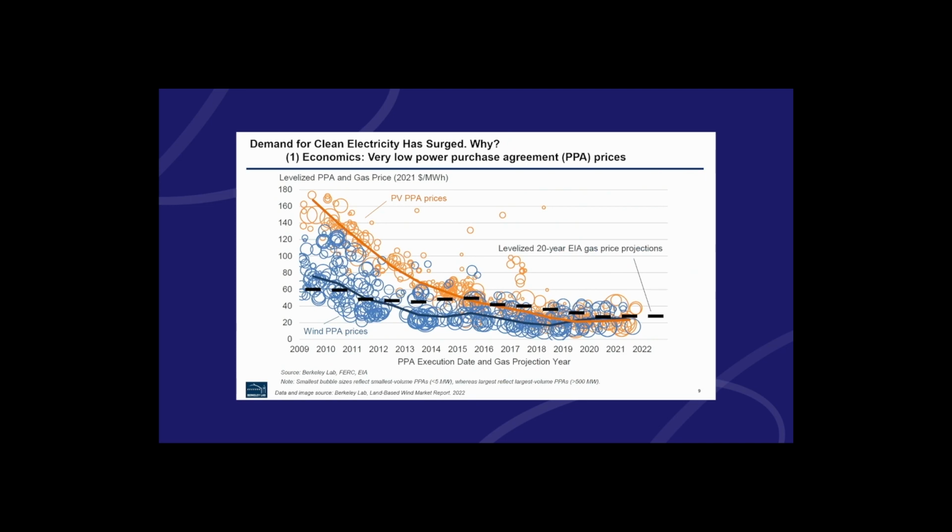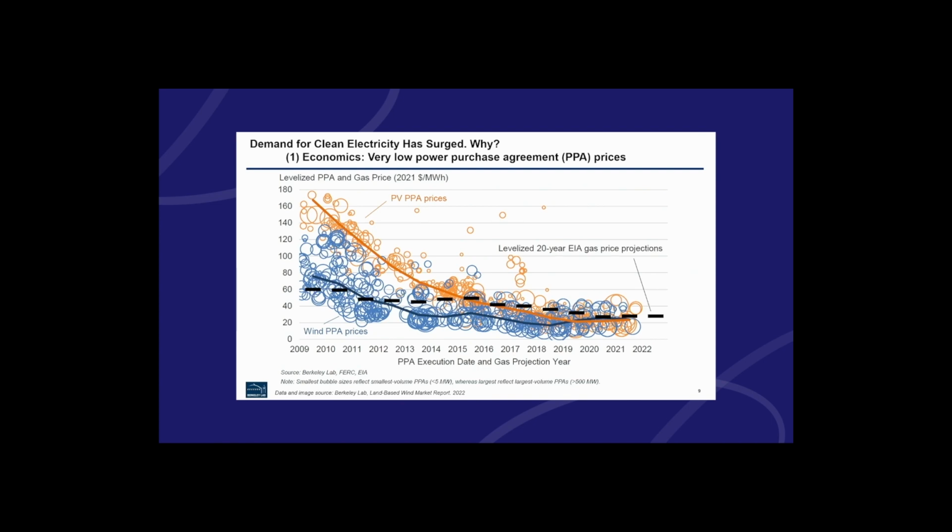All right, here's a really busy chart, so I'm going to take a minute to explain it. But really the point here is we're asking the question, why is demand for clean electricity surging? And I'm going to answer this in a few different ways, but number one, I'm going to talk about economics. So this chart, on the y-axis, I'm showing the levelized price of PPAs, which is power purchase agreements, so the offtake or agreements to buy electricity from renewable power plants. And then, of course, the x-axis is a timeline from 2009 through 2022.